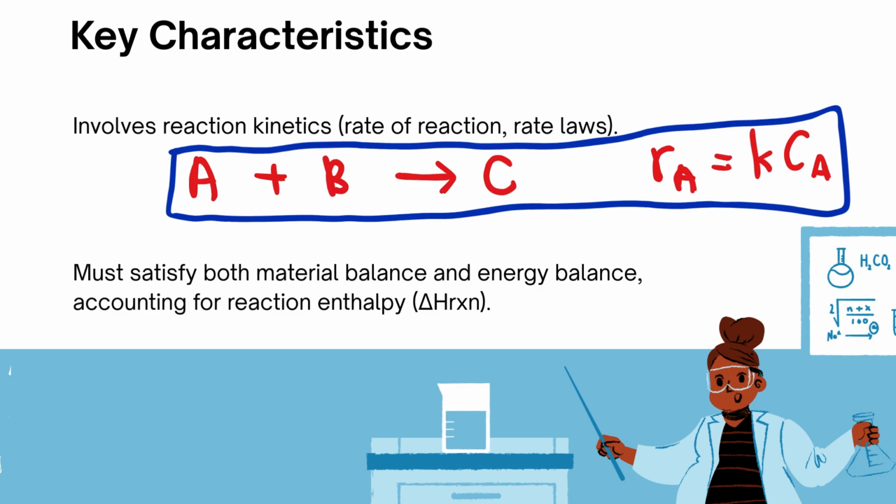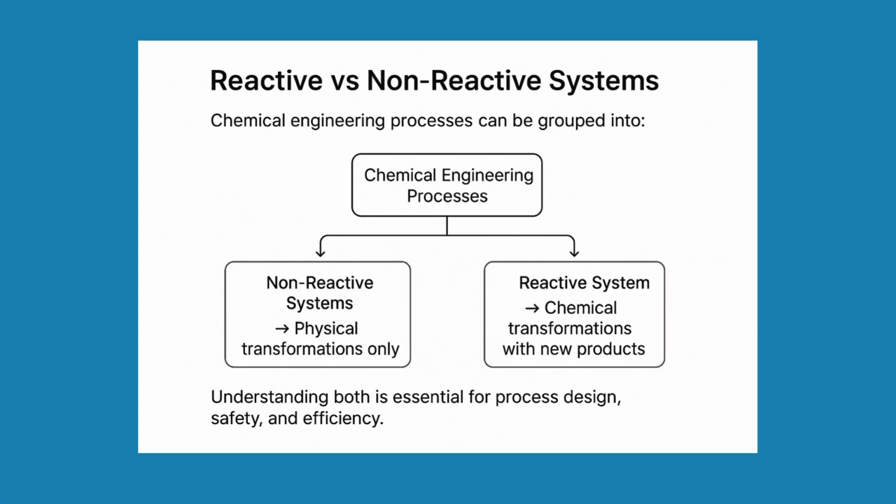For this reactive system, it involves the reaction kinetics, that is a reaction equation, for example, A plus B equal to C. So overall, the chemical engineering process can be grouped into non-reactive and reactive. Non-reactive involves only physical transformation, whereas reactive system involves the chemical transformation into a new product. By understanding these reactive and non-reactive systems, we can use the information for process design, safety, and efficiency.